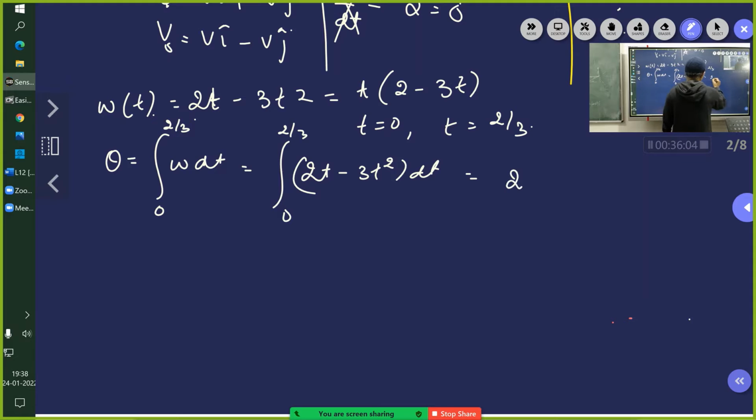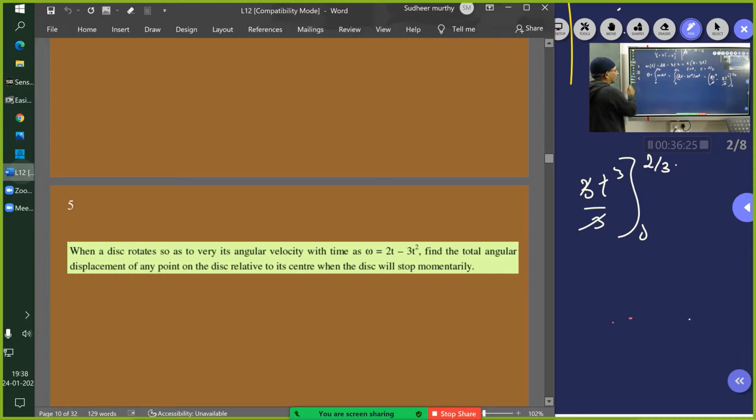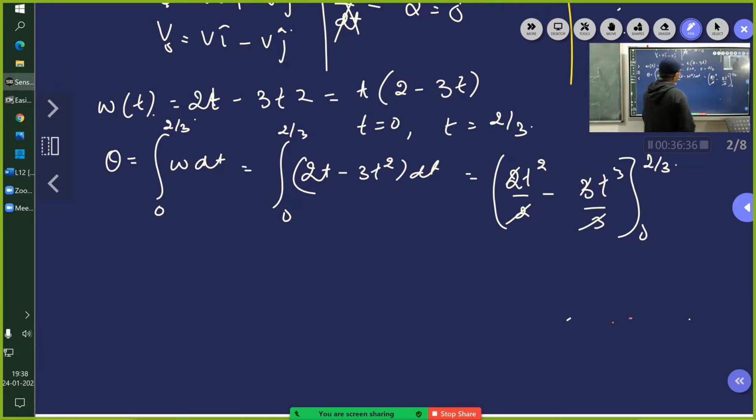So we get 2t square by 2 minus 3t cube by 3, with limits 0 to 2 by 3. Substitute those values, and you will get theta in radians. Now, the question was to find the total angular displacement of any point on the disc relative to its center when the disc stops momentarily. Everybody got it? Yes, sir. So this is important.